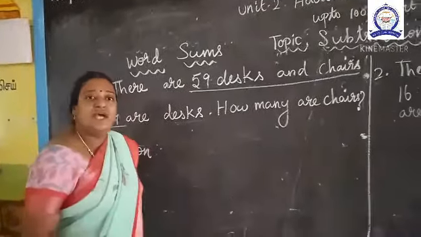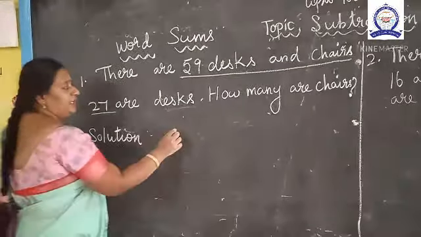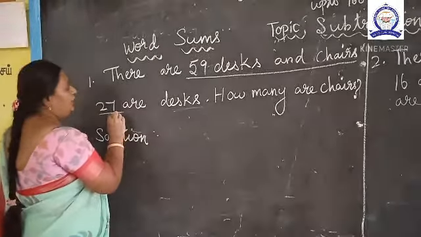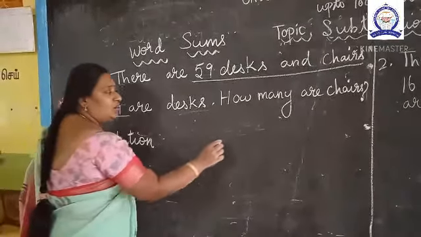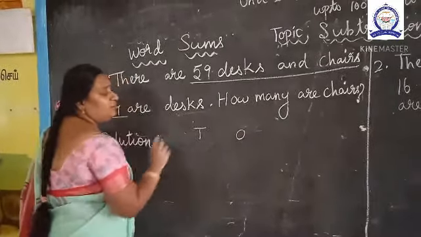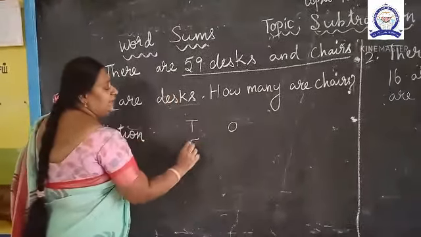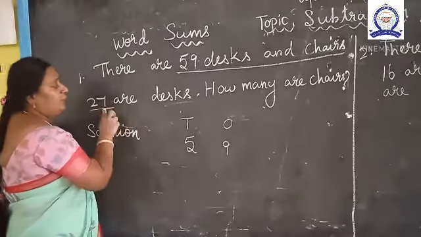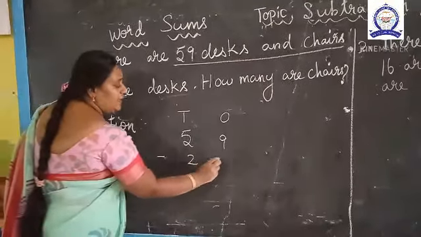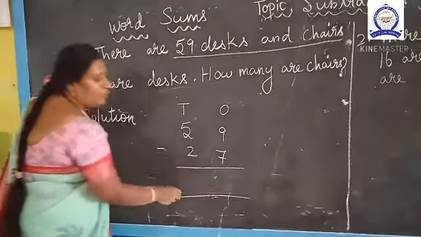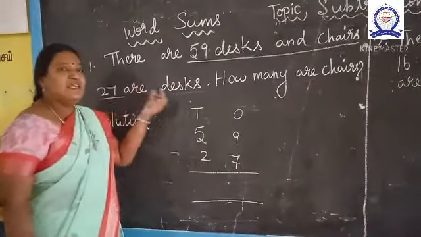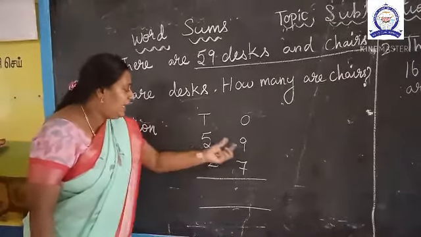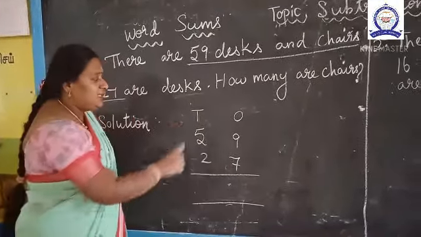So மீதி எவ்வளவு chairs இருக்குது? Listen. So desk and chair, both desk and chair எவ்வளவா? 59. அதுல 27 வந்து desk. So you follow the one sentence method. One sentence, you write the number 59. 59 desk and chair ல 27 வந்து desk. So minus 27. 59 ல இருந்து 27 desks subtract பண்ணினா எவ்வளவு chair இருக்குதுன்னு கண்டுபிடிக்கலாம். So 59 minus 27.